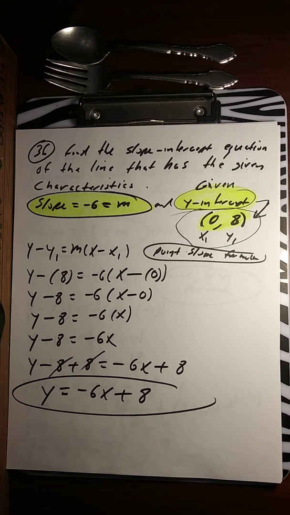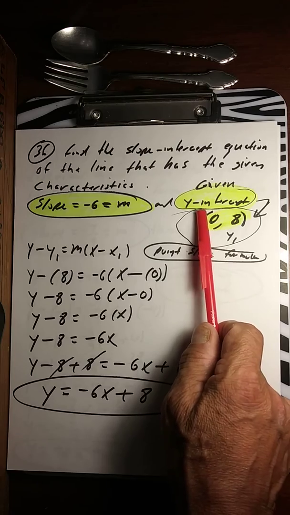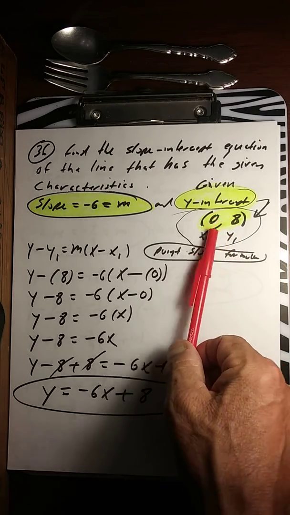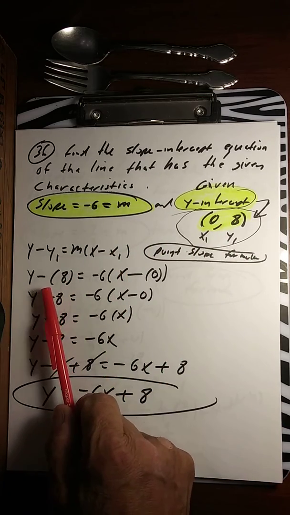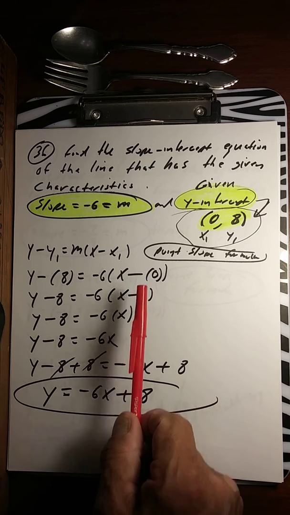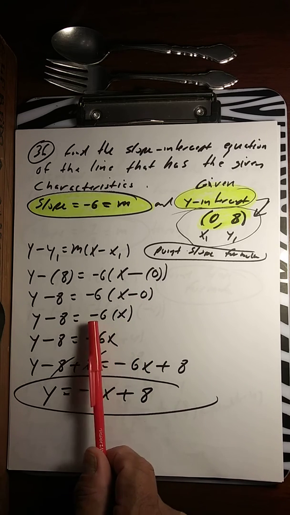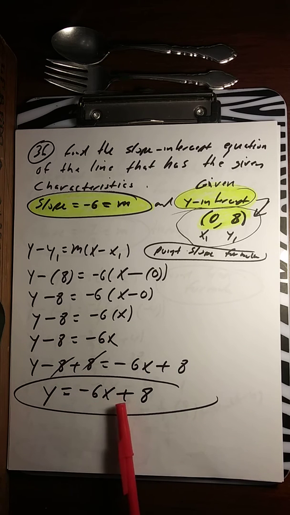Find the slope-intercept equation of the line that has the given characteristics. Slope is negative 6, and we have y-intercept 0, 8. In other words, 0, 8 is the y-intercept, but that's a point. We have a slope and a point. Point-slope: y minus 8 equals negative 6 times x minus 0. Well, x minus 0 is just x. So y minus 8 equals negative 6x, so y equals negative 6x plus 8. We're done. That's the answer.